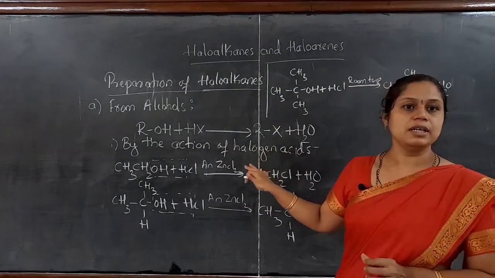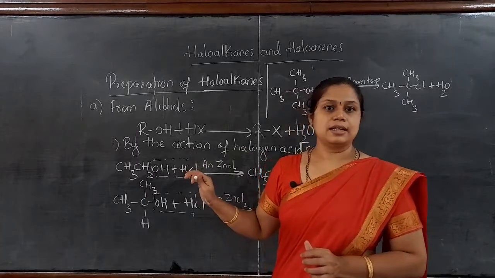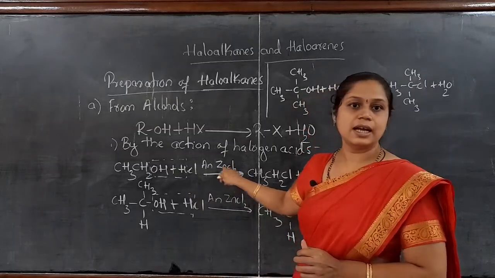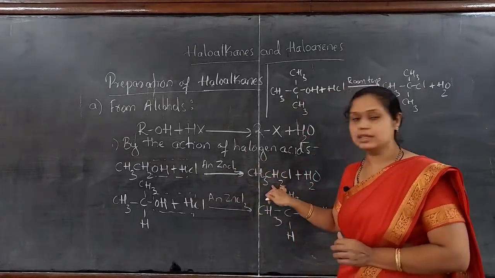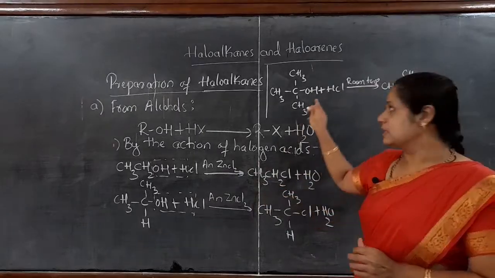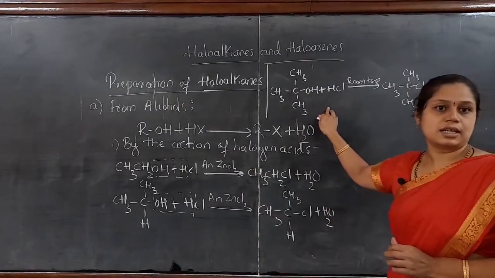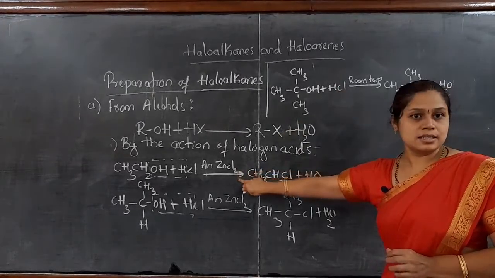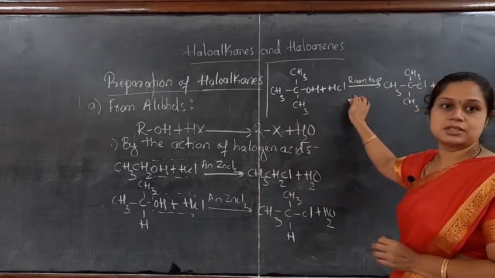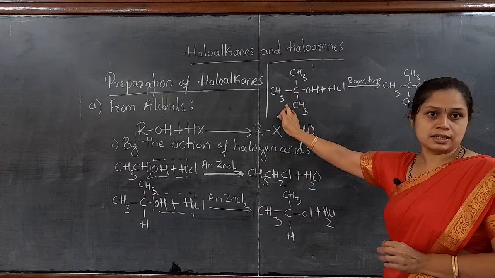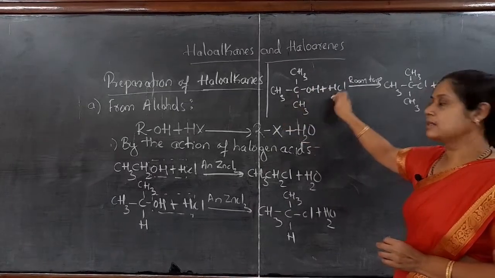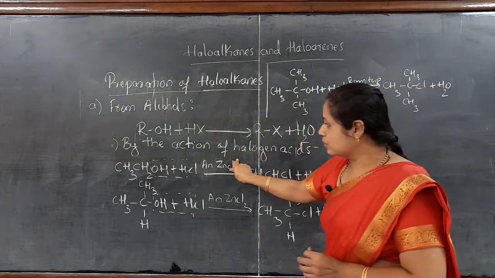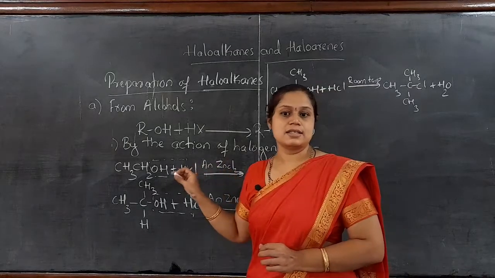Primary and secondary alkyl halides can be prepared by the action of halogen acids in the presence of anhydrous ZnCl2, and we get the alkyl halide. But for tertiary alkyl halides, as tertiary alcohols are very reactive, they don't need the anhydrous ZnCl2. At room temperature, simply by shaking a tertiary alcohol with the halogen acid, we get the tertiary alkyl halide.